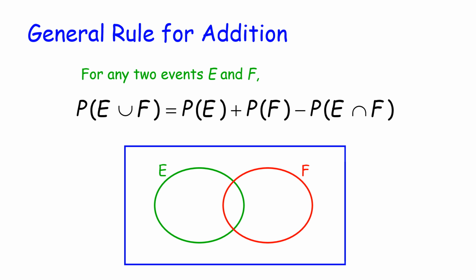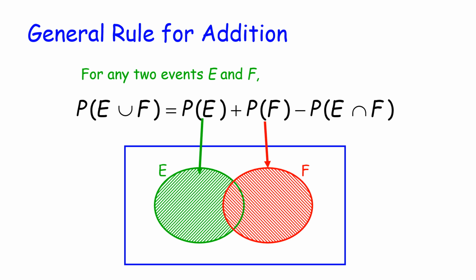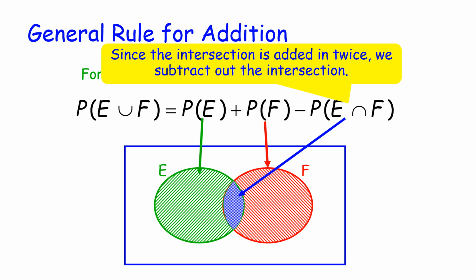So what does that mean? It means that we're going to take the probability of E and add it with the probability of F. But you'll notice that that intersection got added twice. So because the intersection was added twice, we want to take it out one time so that it's only accounted for one time. Let's look at an example.